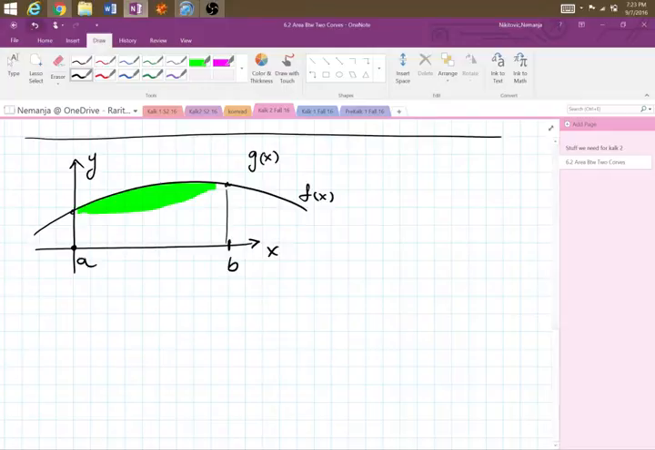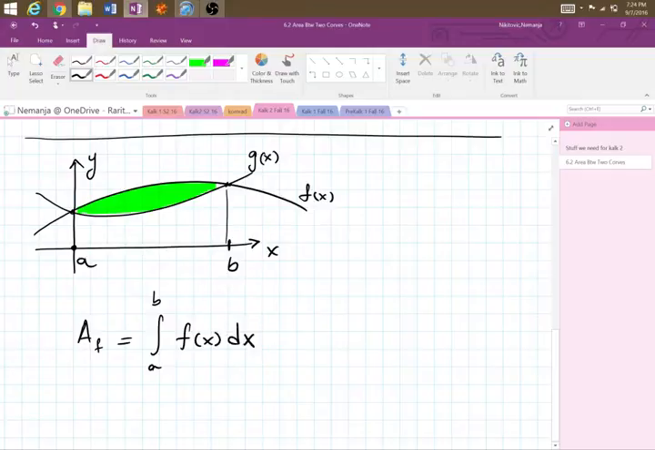So if I go and calculate area of f, I'm going to have integral a to b of f of x dx. And that is going to compute all of this stuff here, all of it. So it's going to compute what we need and some extra stuff.